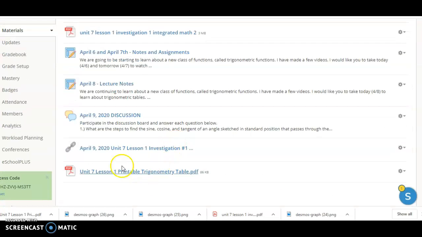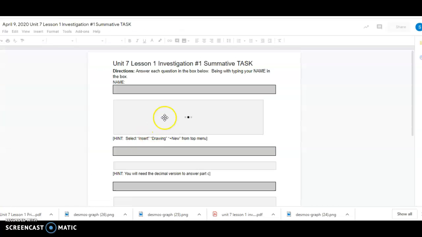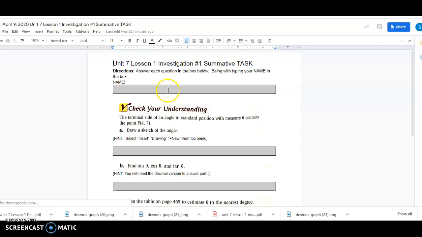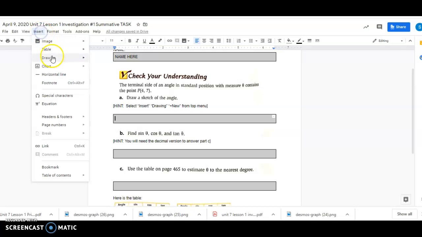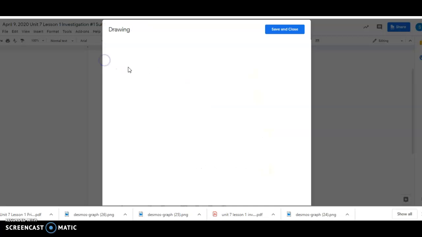Then the last thing you have to do for the week is this Google Doc that should take you right to it. I've actually never done this before. But you would go ahead and fill in your name here. Then it says you have to draw a picture. So I put notes, select insert, then drawing. So you go up to insert, then you go to drawing. I would say new, and it's going to take you to this.